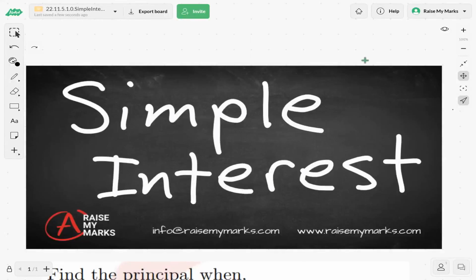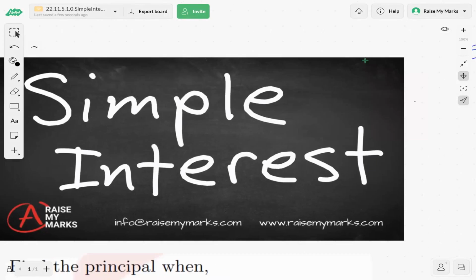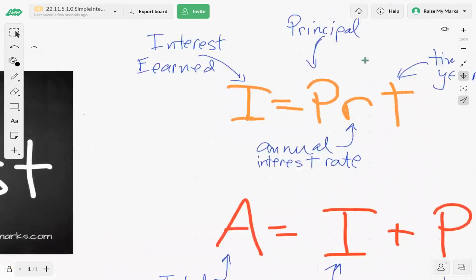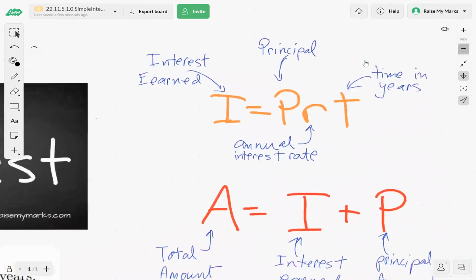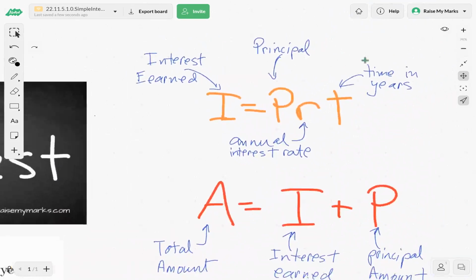Hello, so today we're looking at simple interest. So what is simple interest? Let's have a look at our formulas. Usually it has to do with money. So for example, we have this equation right here.